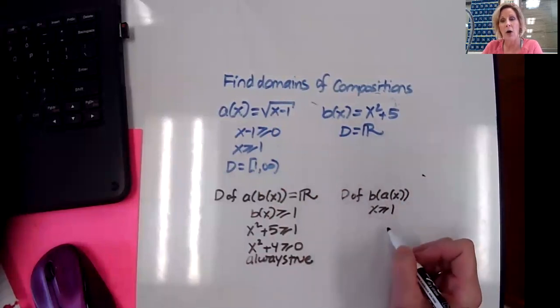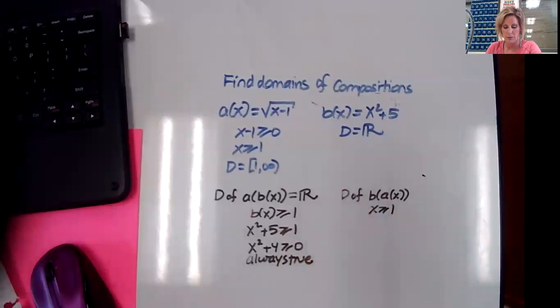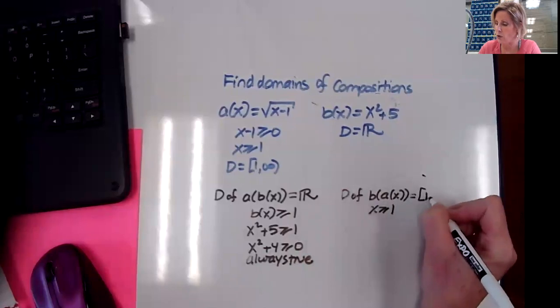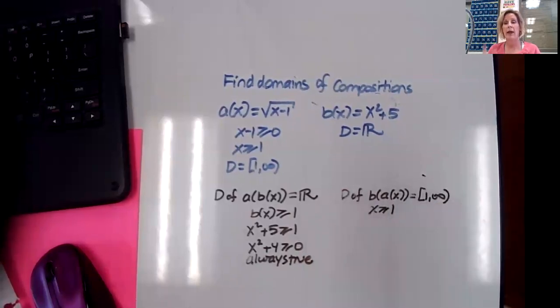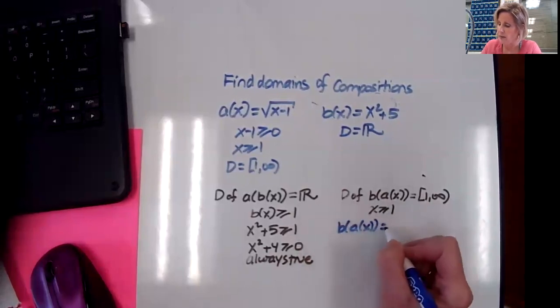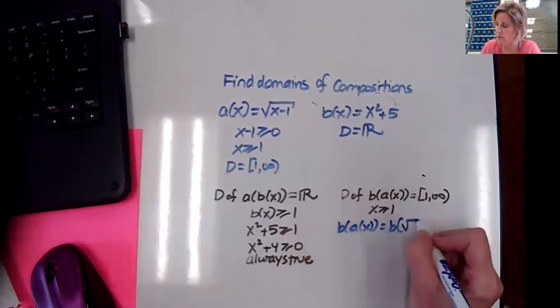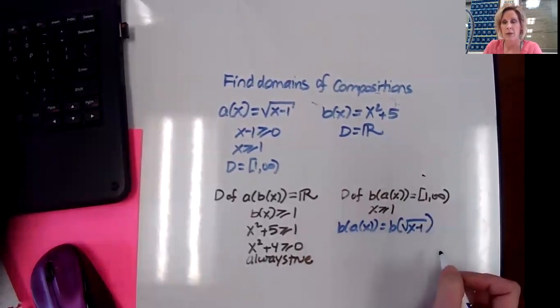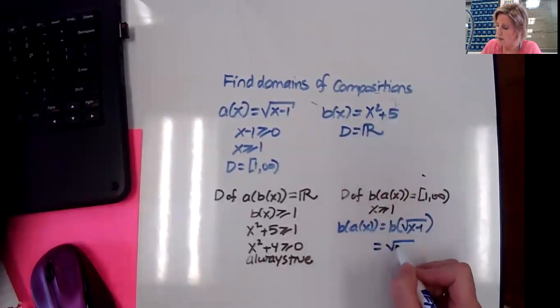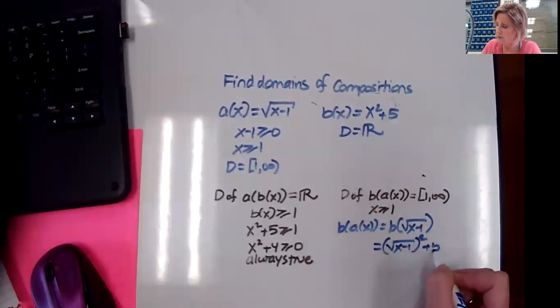So the only issue I have is I've got to start out with x is greater than or equal to 1. So I'm going to say this domain is also 1 to infinity. Okay? Now, let me show you the problem. If you had actually worked the equation, you would have had that b of a of x is b of the interior function. And you would have said, okay, b of whatever is whatever squared plus 5. So whatever squared plus 5.